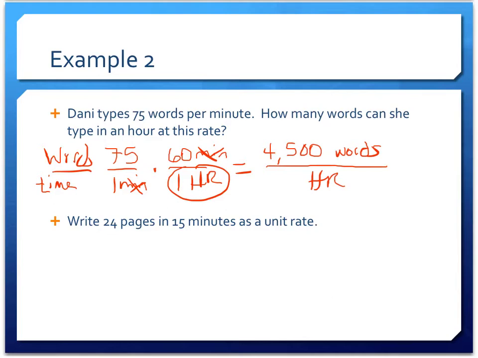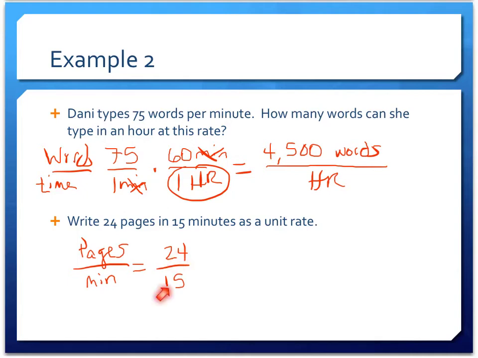Our next example, we're going to write 24 pages in 15 minutes as a unit rate. So again, knowing what unit rate means, I need to have a denominator of 1. So what am I comparing? I'm comparing two things. I'm comparing pages, in this case, to a time unit of minutes. And right now I know that I can go 24 pages in 15 minutes. Oops, and I can erase that because I already have my label.